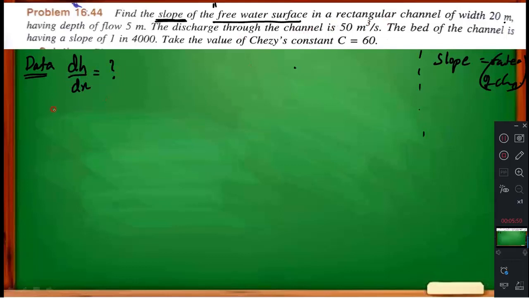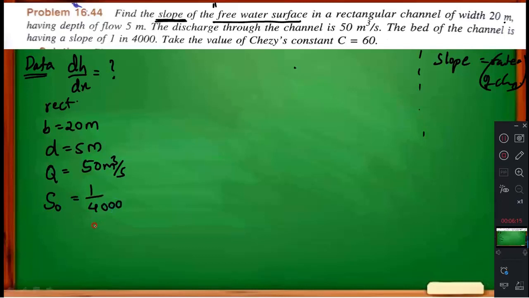Okay, then rectangular channel. Then 20 meter, B is equal to 20 meter, D equal to 5 meter. Next, here discharge is given: Q is equal to 50 meter cube per second. Then what else is given? Channel bed, S naught is equal to 1 by 4000. Take the value of Chezy's constant C equal to 60. Okay, now what do we need to calculate? dh by dx is equal to S naught minus SE divided by 1 plus FR square.